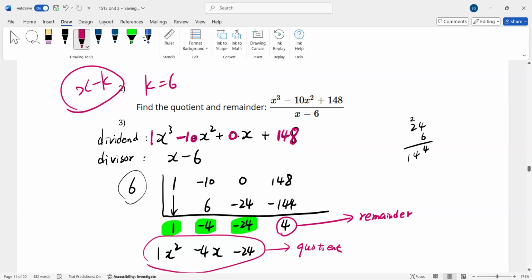Remainder is 4. So I want you to help me calculate: if we let f of x equal the dividend, which is x cubed minus 10x squared plus 148, can you help me to find out what is f of 6? F of k, f of 6. 1 minute.